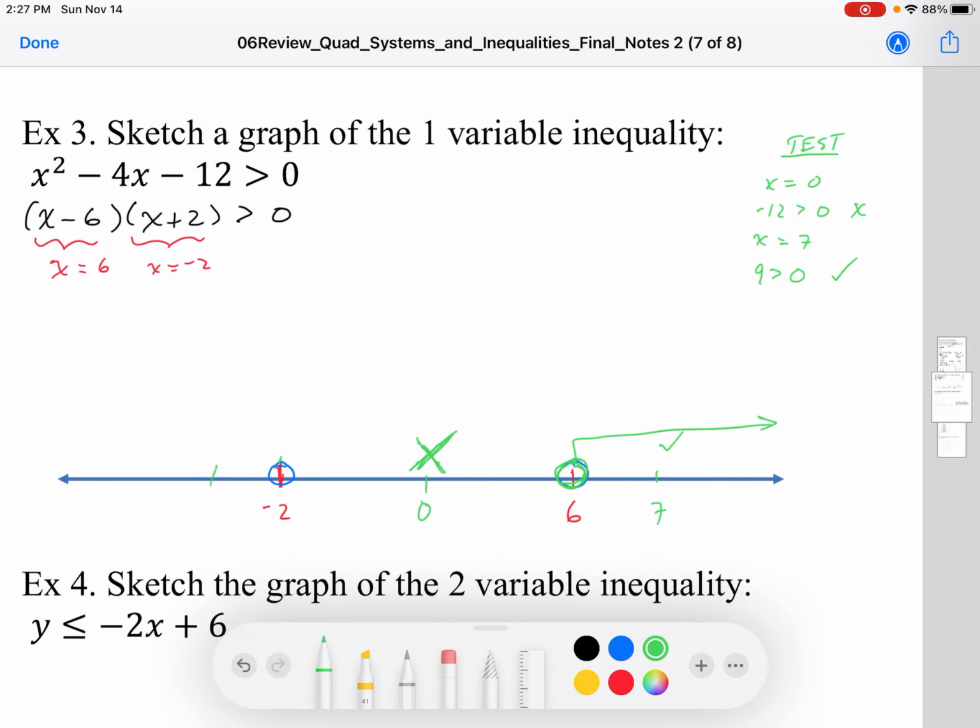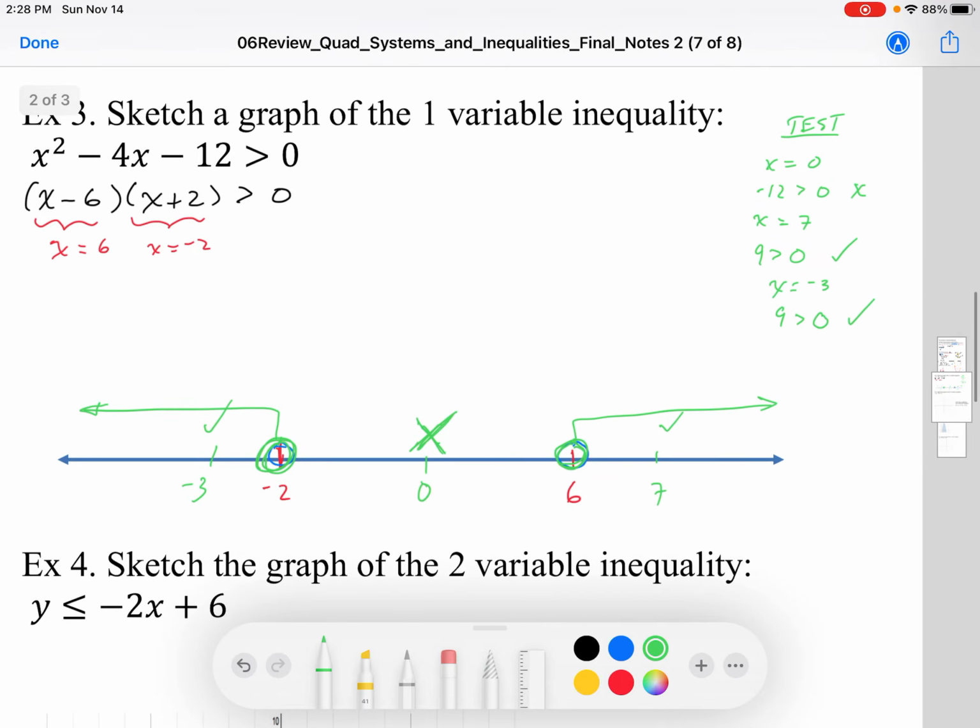I can check maybe x equals negative 3. If I plug it in, I end up with negative 9 in the first bracket and negative 1 in the second bracket. So I get negative 9 times negative 1, which is positive 9. And that again is greater than 0. So that again represents part of my solution region. So I know it's going to go out like this. So there's my solution. It's going to not include the boundary and then go out.